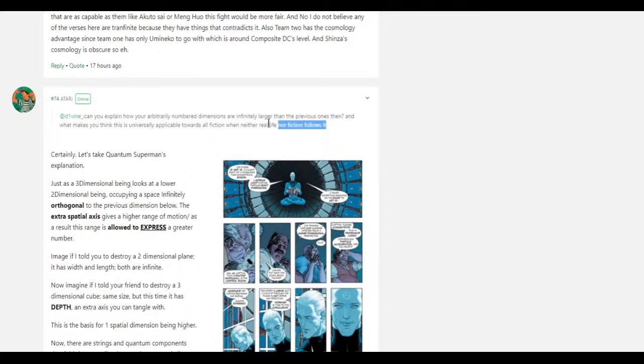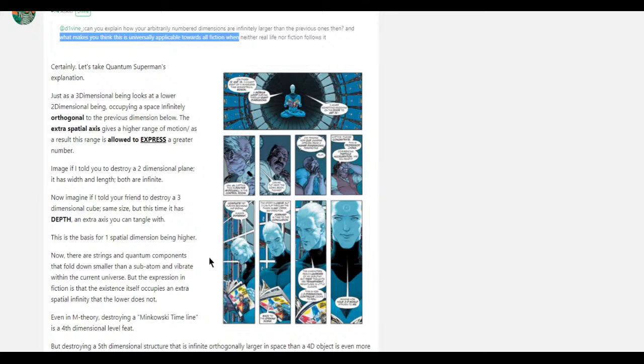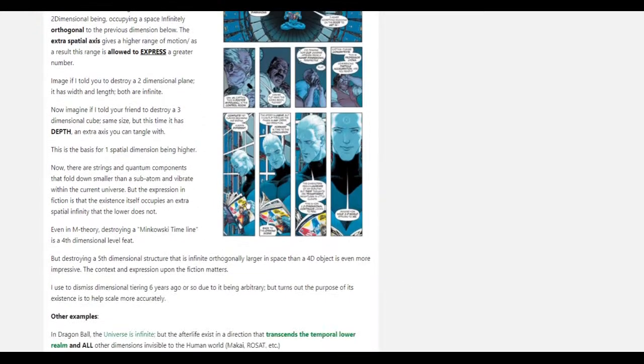So you can never sit there and say, oh, well, this fiction doesn't follow it. It doesn't work like that. Moving on, it says, what makes you think this is universally accepted towards all fiction? It's not a matter of me thinking all fiction has to follow it, but a matter of how it is applicable to all fiction. Then we talk about Quantum Superman. Quantum Superman expresses how a lower dimensional realm appears to him. Other fictions may view this differently, but this is an example of someone who views himself in a higher spatial aspect. The whole concept around the dimensional tier is based upon that.